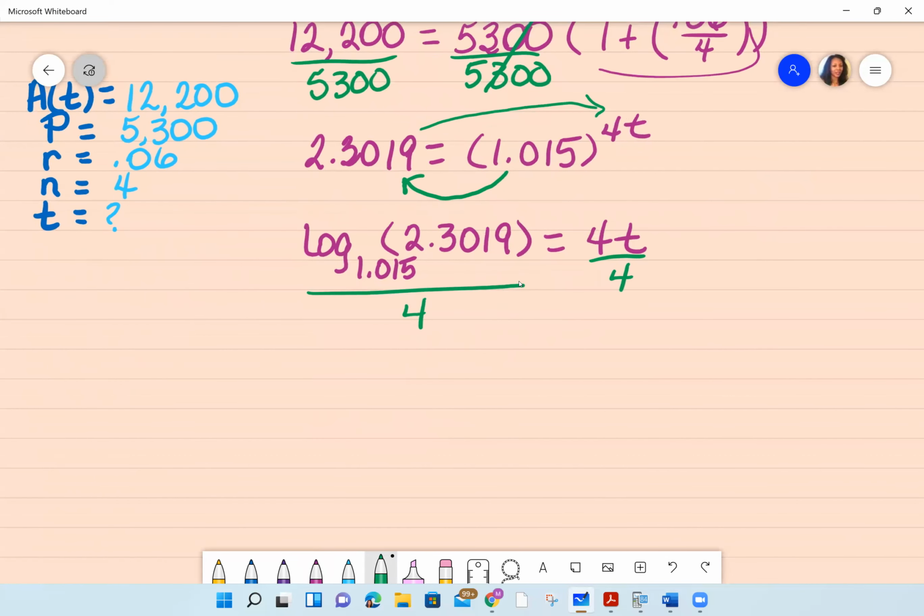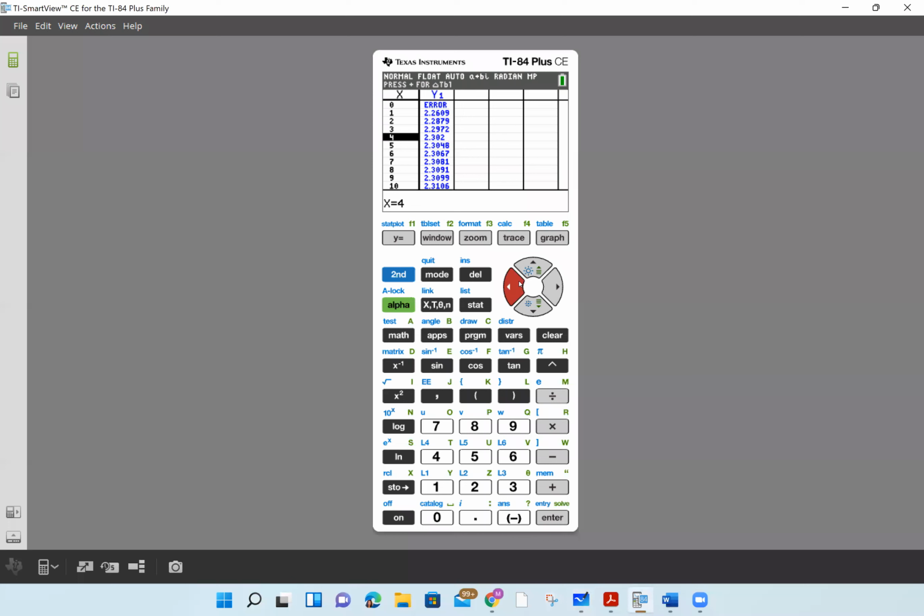So in the calculator, let's go and do that. To quit this screen, you will go to second mode. Let's go ahead and clear all that out. To get my log base to change, because if I press this, this is log base 10, I don't want that. So math, alpha, math, or you can just do math and scroll all the way down to A, 1.015. And then I want my value to be 2.3019. Take that, and then I want to divide it all by 4. So my answer, when rounded, is 14.